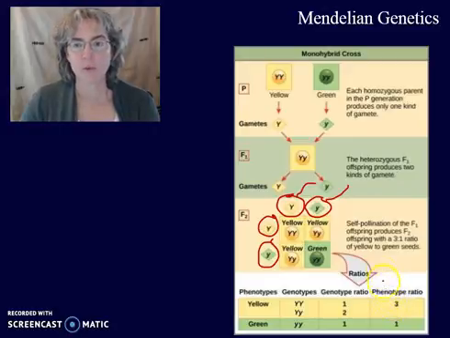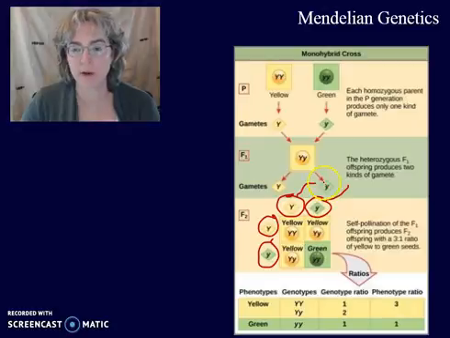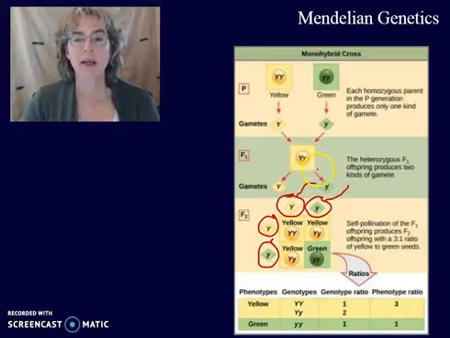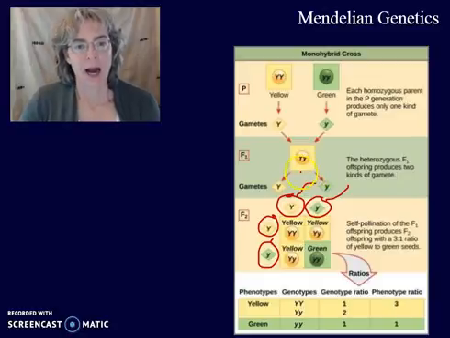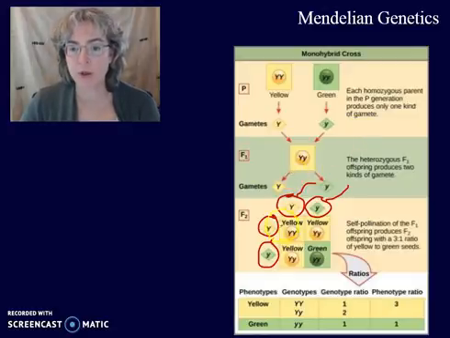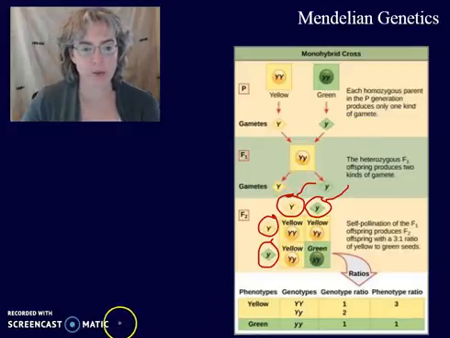Okay, so that's a review of one characteristic. So next we're going to take a look at a dihybrid cross. So when we're looking at two characteristics, how do we put two characteristics into a Punnett square?